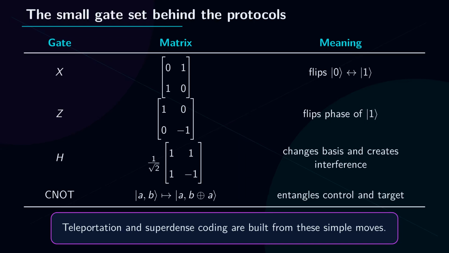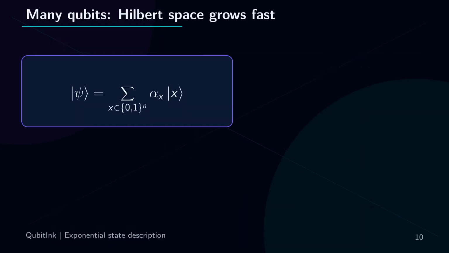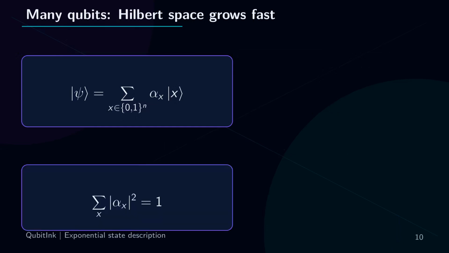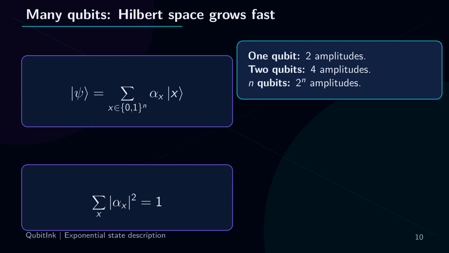They are powerful because simple gates act on quantum states. For n qubits, the state is a sum over all n-bit strings. Each string has an amplitude. 1 qubit needs 2 amplitudes. 2 qubits need 4 amplitudes. N qubits need 2 to the n amplitudes.